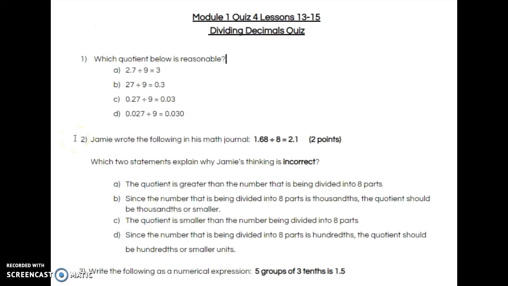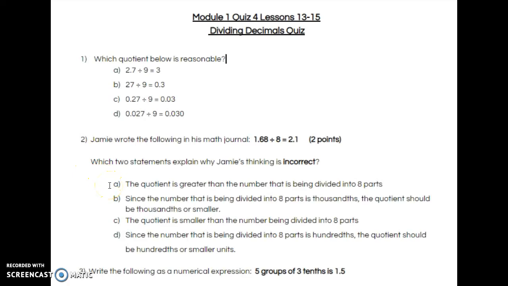Number 2. Jamie wrote the following in his math journal. 1 68 hundredths divided by 8 equals 2 1/10. Which two statements explain why Jamie's thinking is incorrect?